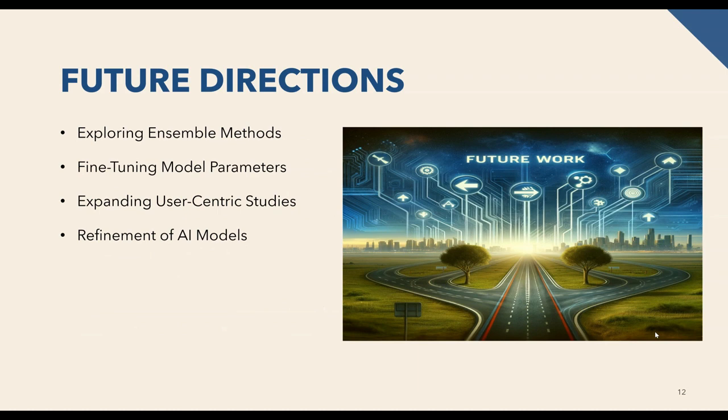So, for the future work, we'll investigate the combination of multiple AI models to enhance accuracy and robustness in route recommendations. We'll further improve the precision of AI driven route selections by fine tuning model parameters and incorporating real time data. Moreover, conducting studies with larger and more diverse participant groups to gain deeper insights into user preferences. And lastly, we'll continuously refine the models for more accurate and user aligned route recommendation based on the user feedback that we'll keep on getting.